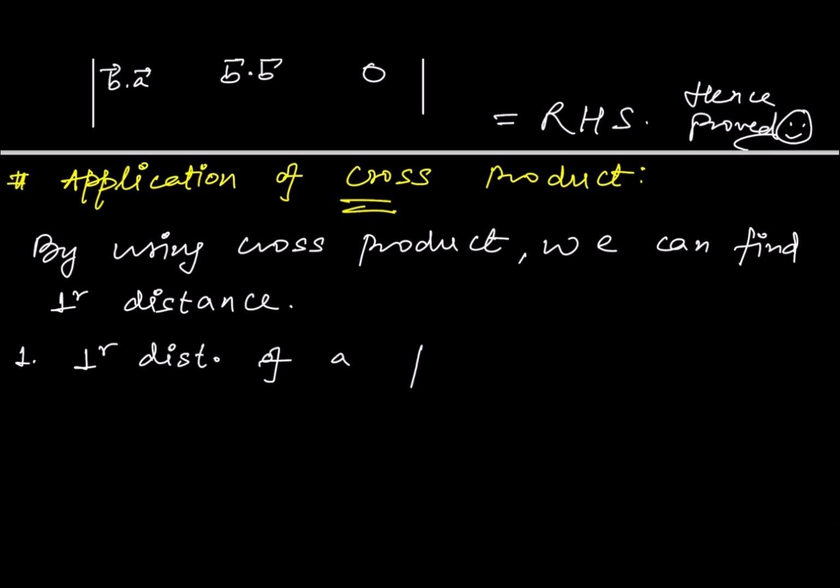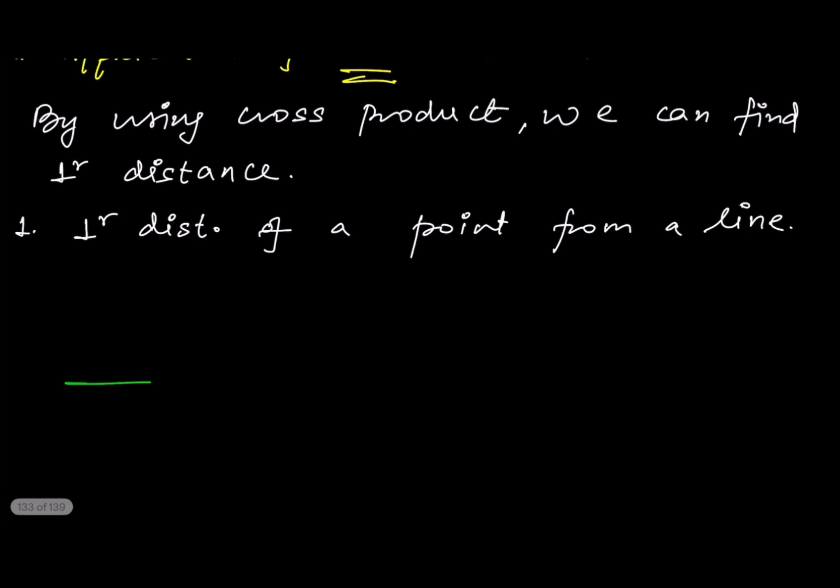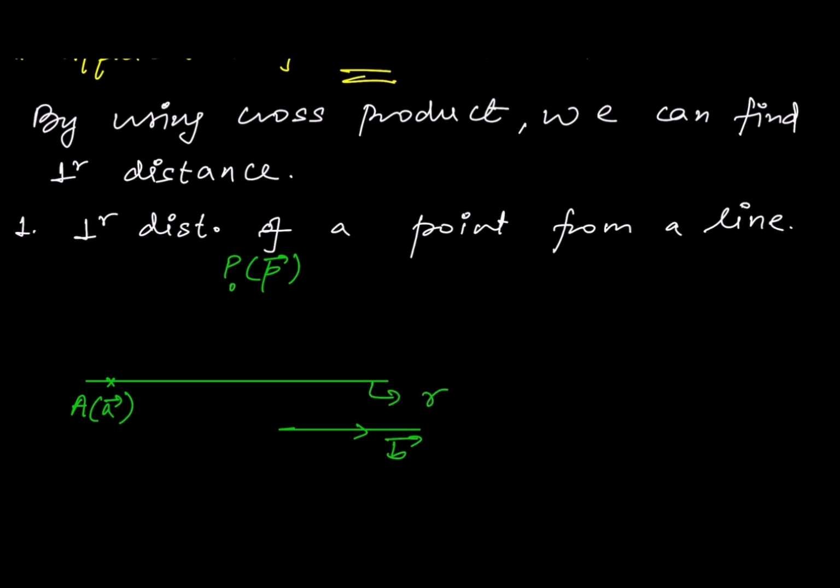of a point from a line. Okay, so let's say this is the given line and this is a given point, a point having position vector P vector, and the line is passing through a given point A having position vector A and is parallel to B vector. So the equation of the line can be written as R vector is equal to A vector plus lambda times B vector.